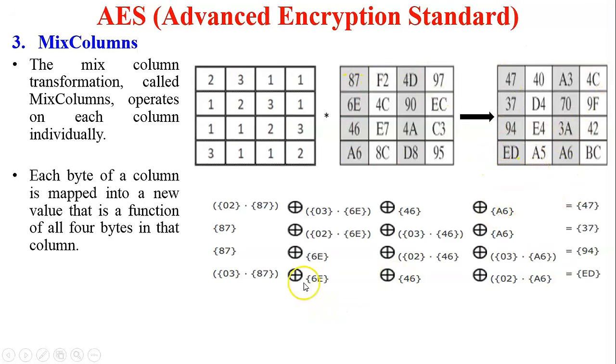Here I have done one calculation. This is the first column. Now you can see this is 2 multiplied by 87, 3 multiplied by 6e, 1 multiplied by 46 and 1 multiplied by a6, and it generates 47. Again 1 multiplied by 87, 2 multiplied by 6e, 3 multiplied by 46 and 1 multiplied by a6, it generates 37. Now you can see this is 47, 37, 94, ed. So this is our first column and the remaining calculations go on the same way.